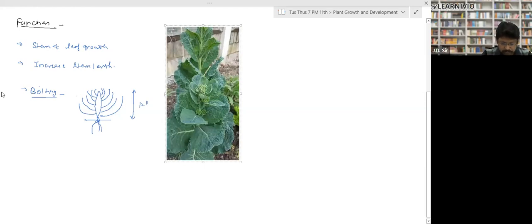Note it down. Gibberellin causes elongation of reduced stem, which is called bolting. It takes place in the case of rosette plants like cabbage. Next function.